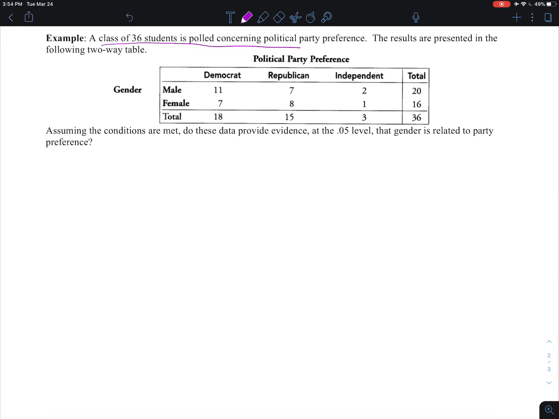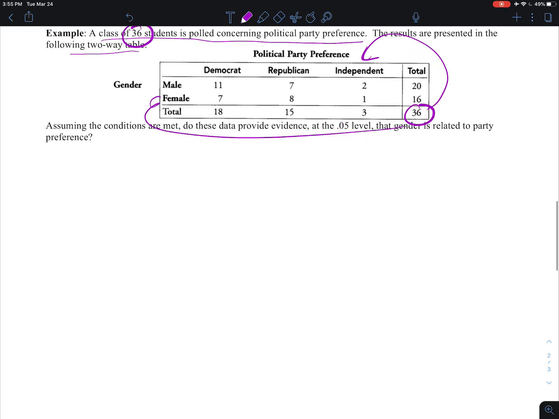We have a class of 36 students who are polled, and we're given the following two-way table. So is this a test of independence, or is it a test for homogeneity of proportions? Well, because it was one group of 36, they were then broken up into party preference and gender, this is going to be a test for independence. This is one population, and we're looking to see, are the variables related?